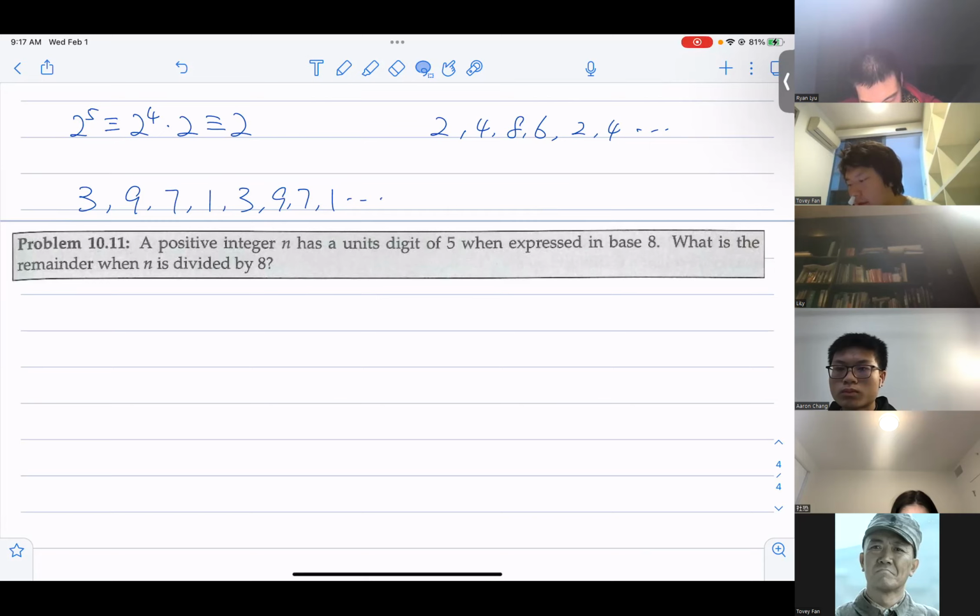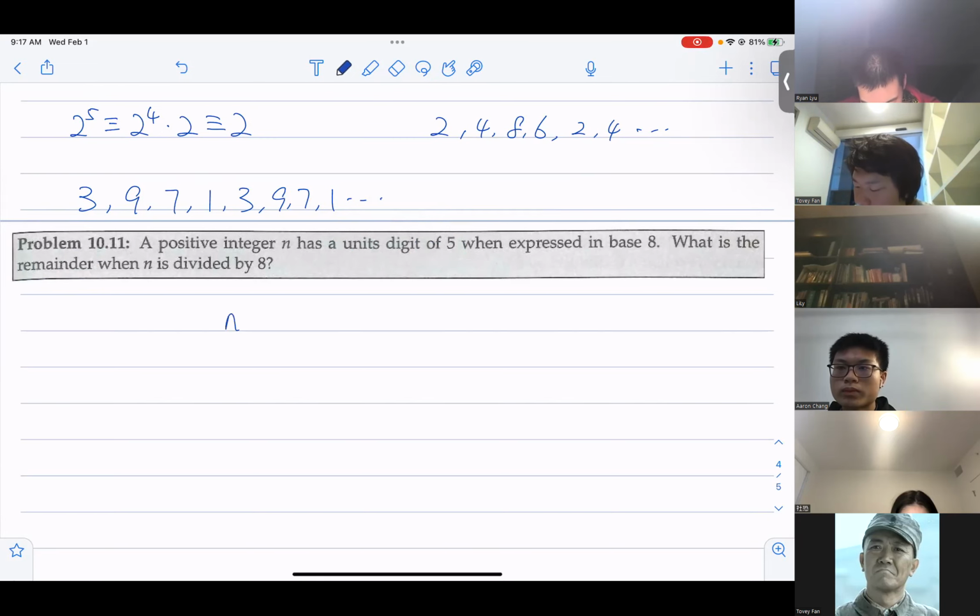We said that when you convert a number from base 10 to other number bases, you will do a division, right? The remainder is actually the units digit. So the units digit is the remainder. So that means that the remainder here has to be 5. To be specific, let's try some examples, and you will see it.